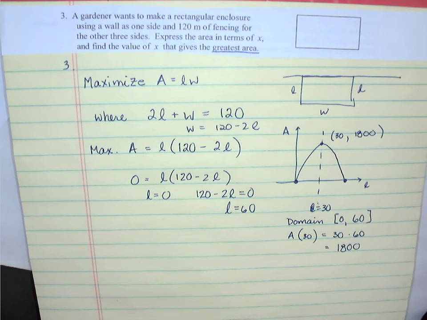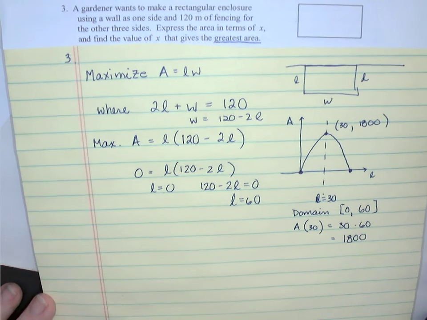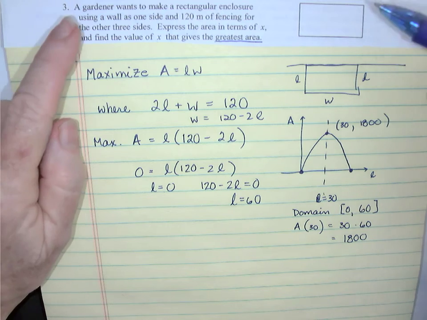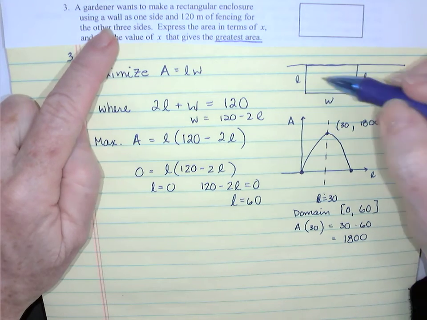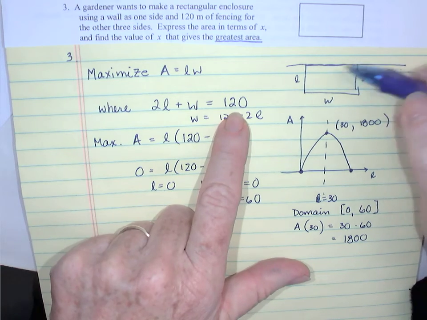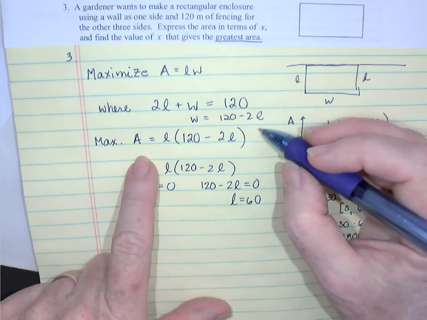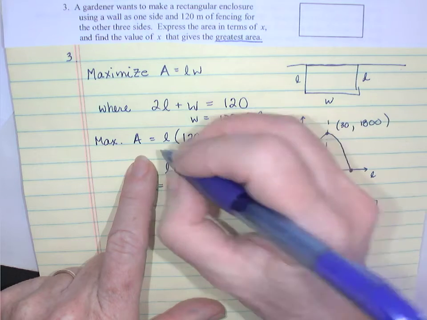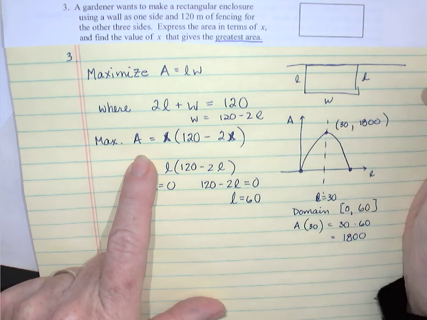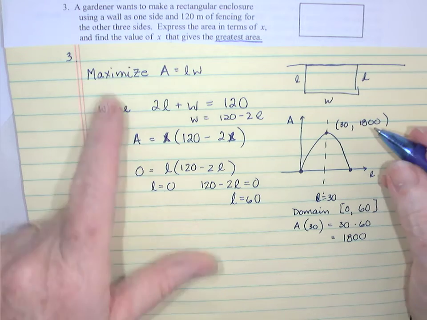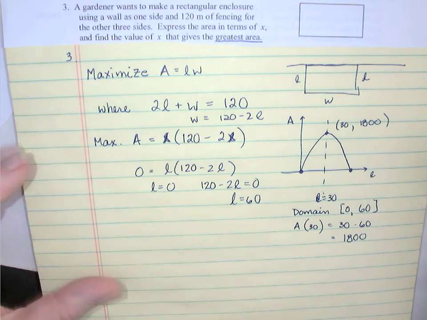And let's just make sure that this is clear. A gardener wants to make a rectangular enclosure using the wall as one side and 120 meters of fencing for the other 3 sides. Express the area in terms of, whoops, I should call it X. I should have read that, X. So one of these is going to be X, and find the value of X that gives the greatest area.